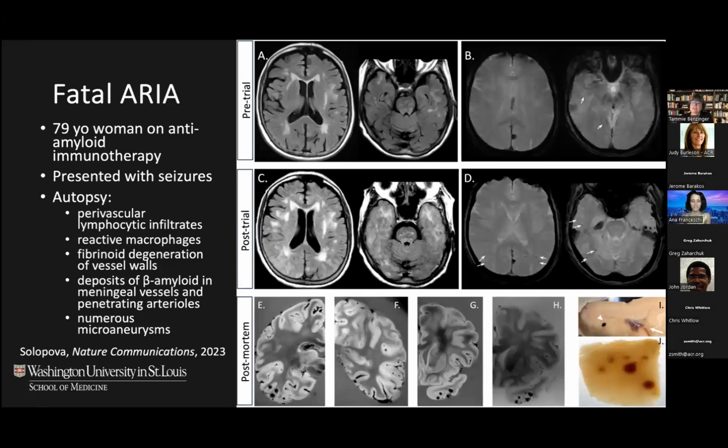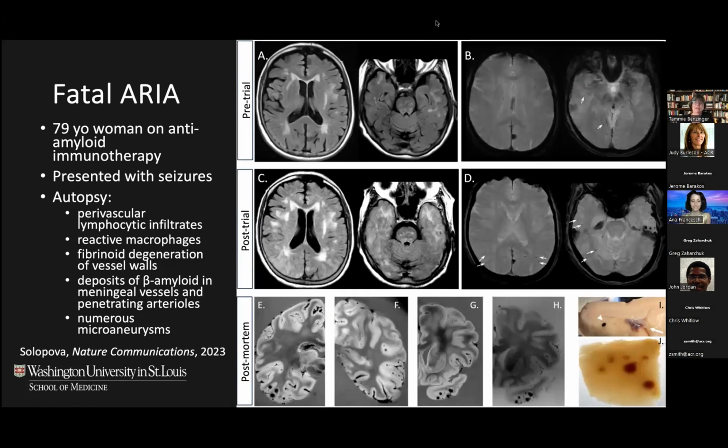So just to set the stage, there have been a few cases reported, and this is an example of one from the literature last year of a patient presenting. She was 79 years old and presented with seizures, was taking anti-amyloid immunotherapies.